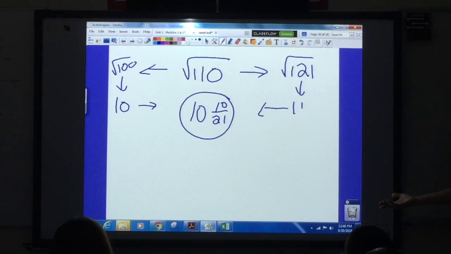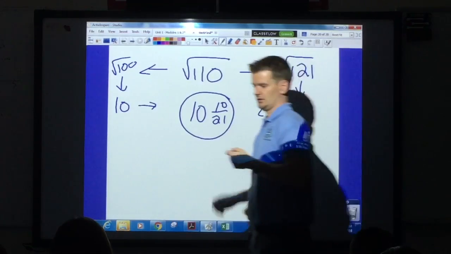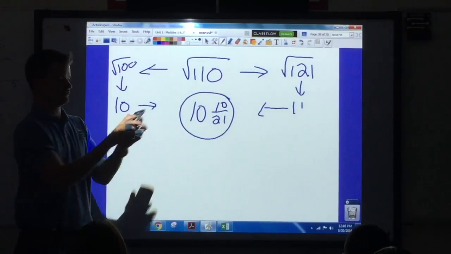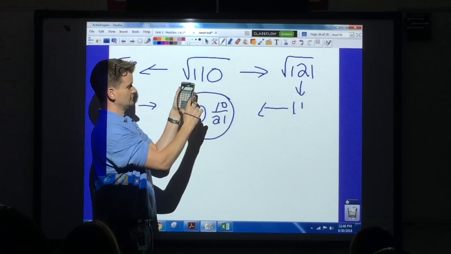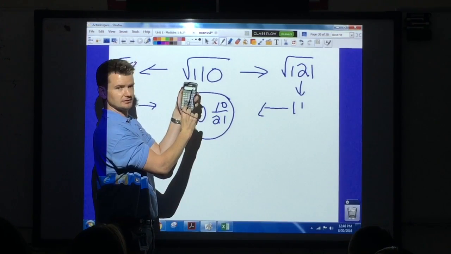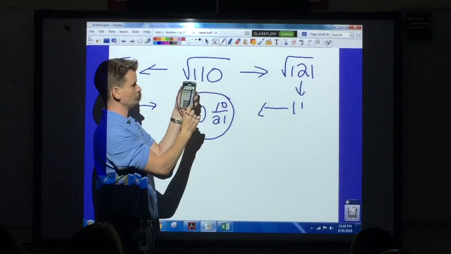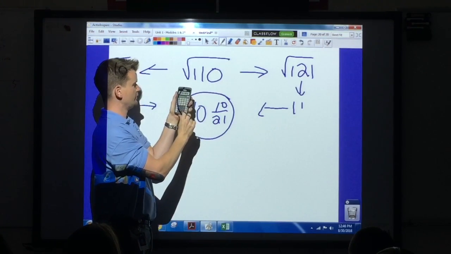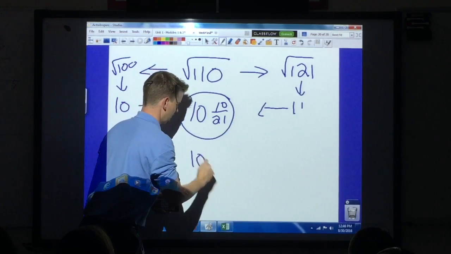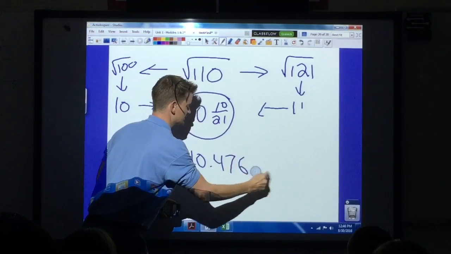Make sense? Anybody still want another one? Can you show how to turn it into a decimal one more time? To turn this fraction into a decimal, on your calculator, here's what you do. Take the numerator, 10, divide it by the denominator, which is 21. That equals, and then add the 10. So 10 plus 0.476, and you get 10.476.